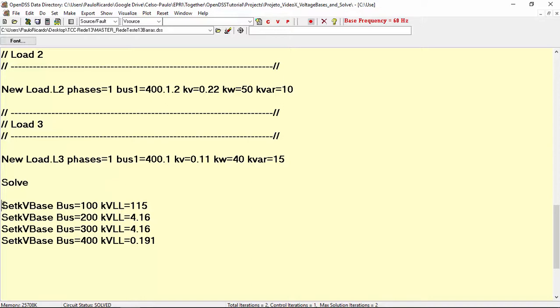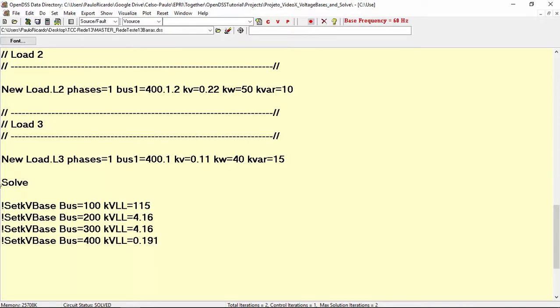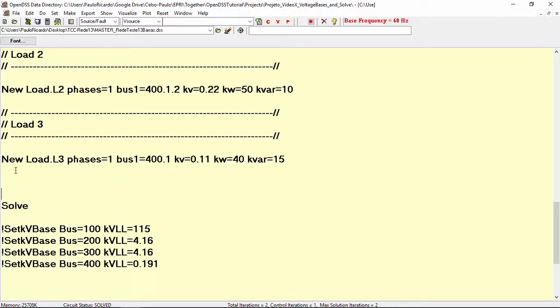Well, the first way that we have just discussed seems to be a little bit complicated if you want to set the base KV for all buses in a large system. Yeah, and that's why we have the second option, which is much easier than the first one. But before I show you that, let me comment these lines. In the second option, we just need to include two line commands before the solve command.